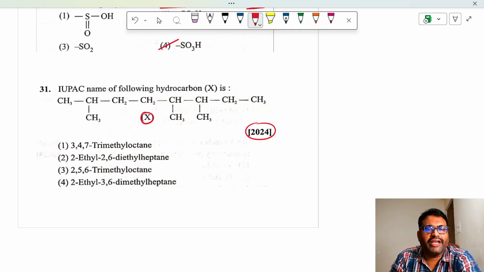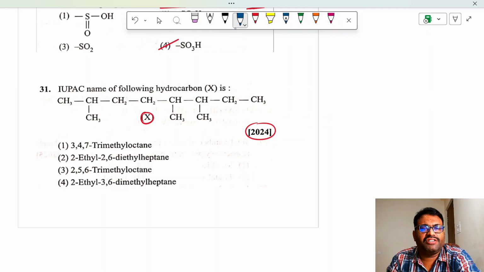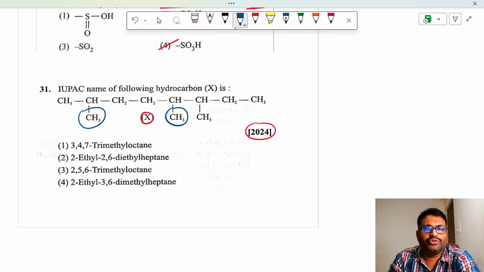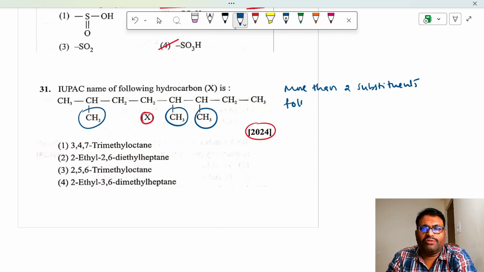This is the compound X. For this compound X, what is the name? Already we have studied when there are more than 2 substituents. You are finding 3 substituents here. What are those? 1, 2, 3. So more than 2 substituents. If there are more than 2 substituents, then what do you need to follow? Follow the lowest locant rule.